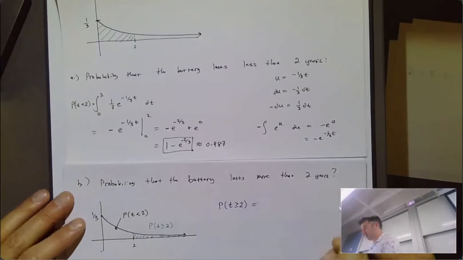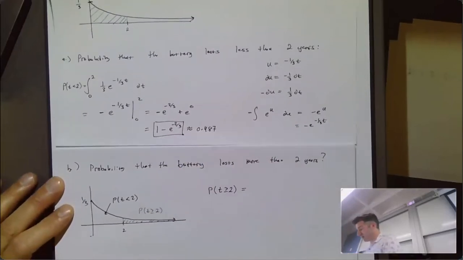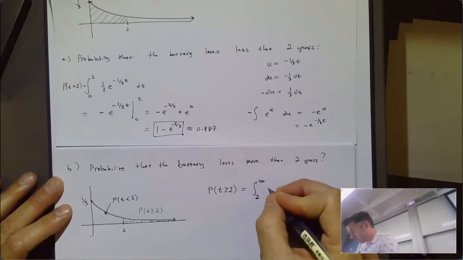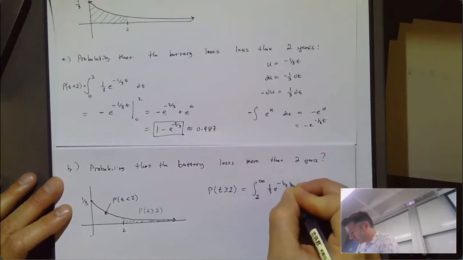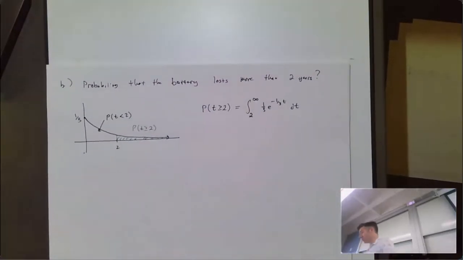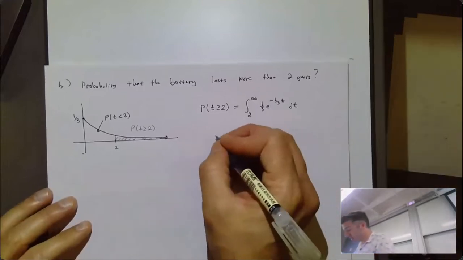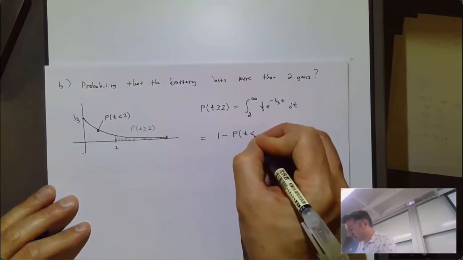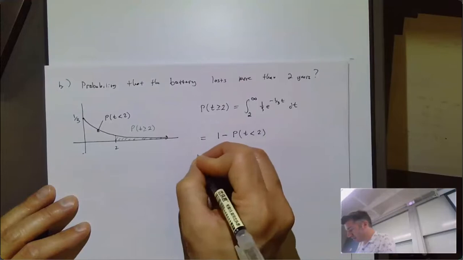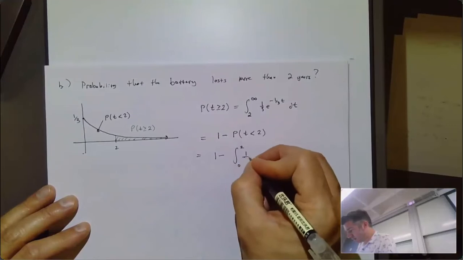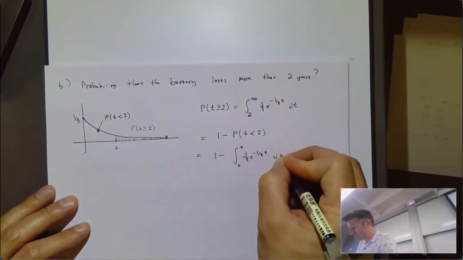I'm going to write a lot of things here, but it's really just going to be 1 minus this. Well, let's write it out. It's going to be the integral from 2 to infinity of 1/3 e to the negative 1/3 t dt. I would really rather not do an improper integral if I don't have to. So instead, this is going to be the same as 1 minus the probability that t is less than 2, which is going to equal 1 minus the integral from 0 to 2 of 1/3 e to the negative 1/3 t, which we just did.